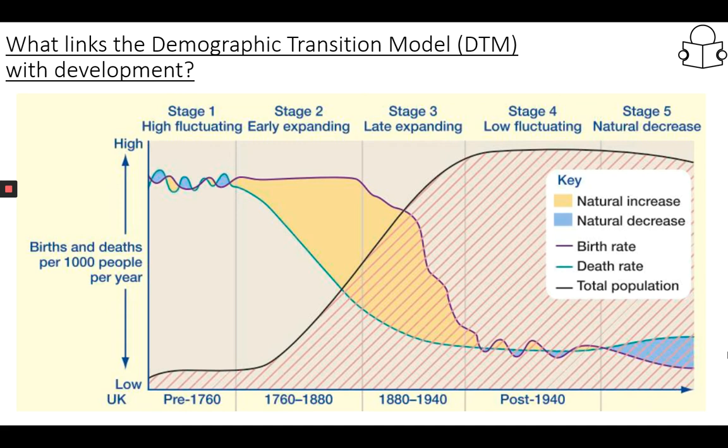Stage 3 is known as late expanding. The death rate line is still decreasing, but it has slowed down. The important factor here is the birth rate has started to drop rapidly. This will be because of the availability of birth control and women beginning to have the choice to pursue careers and start a family at a later stage. Note the gap between the birth rate and the death rate is still orange, meaning natural increase. And as you'd expect, the total population is still rising, but not quite as fast as in stage 2.